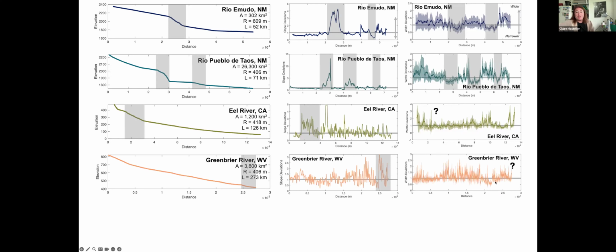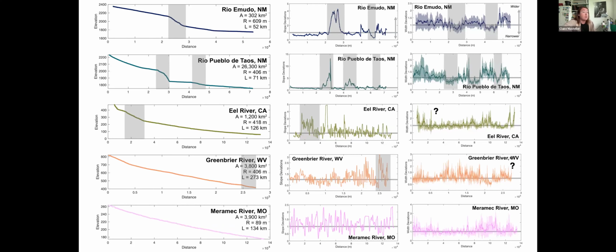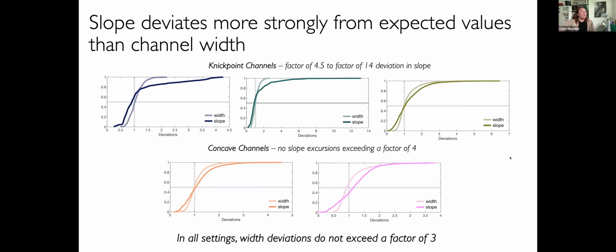So we can look a little bit more closely at what these deviations look like for each of these channels, both the deviations in slope and the deviations in width. When we do that, what I'm plotting here are cumulative distribution functions of our slope deviations as these dark colors, and our width deviations as these lighter colors.